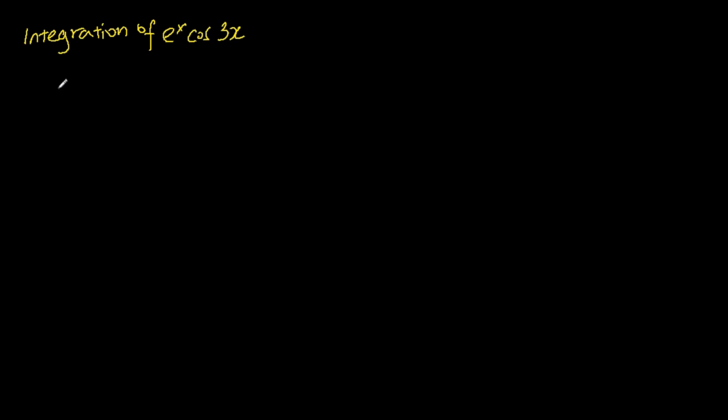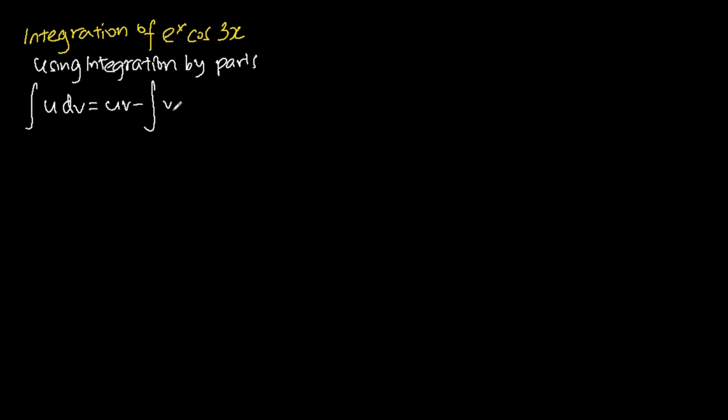For this particular problem, we will use the technique called integration by parts. What does integration by parts tell us? It tells us that if I take the function and break it down into two different terms, one is u and the other is dv, this equals uv minus the integral of v du.